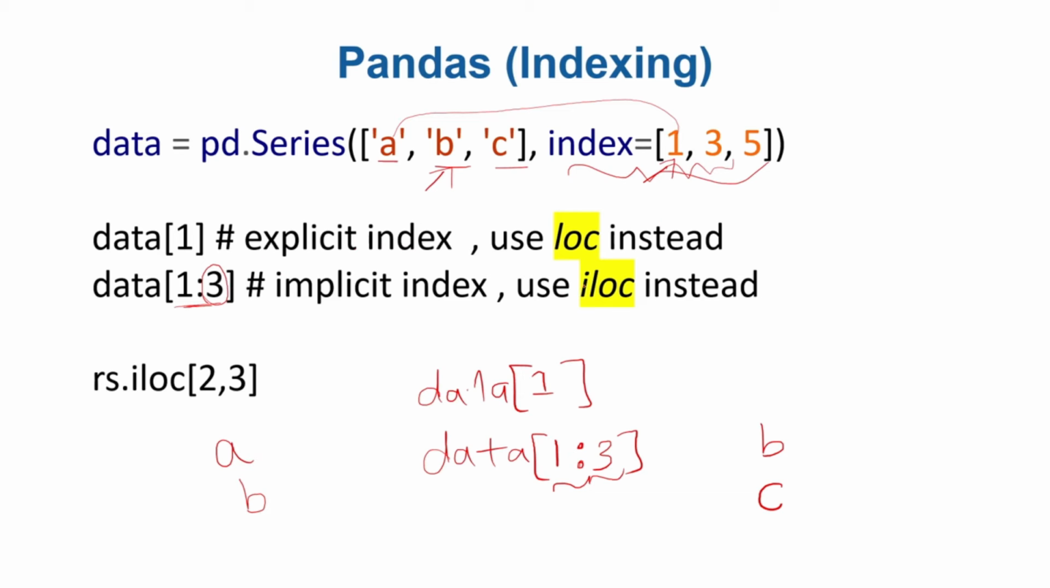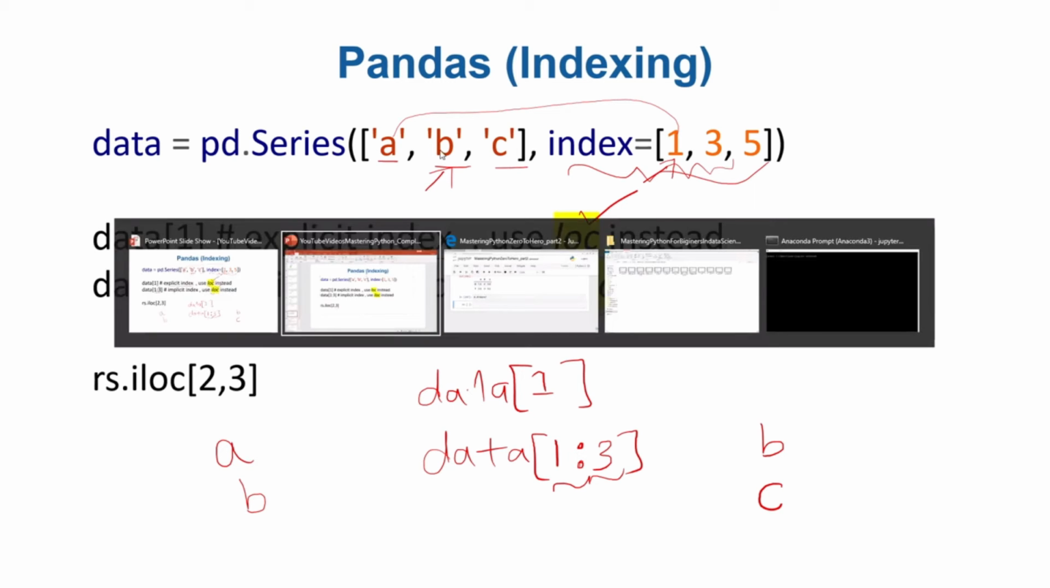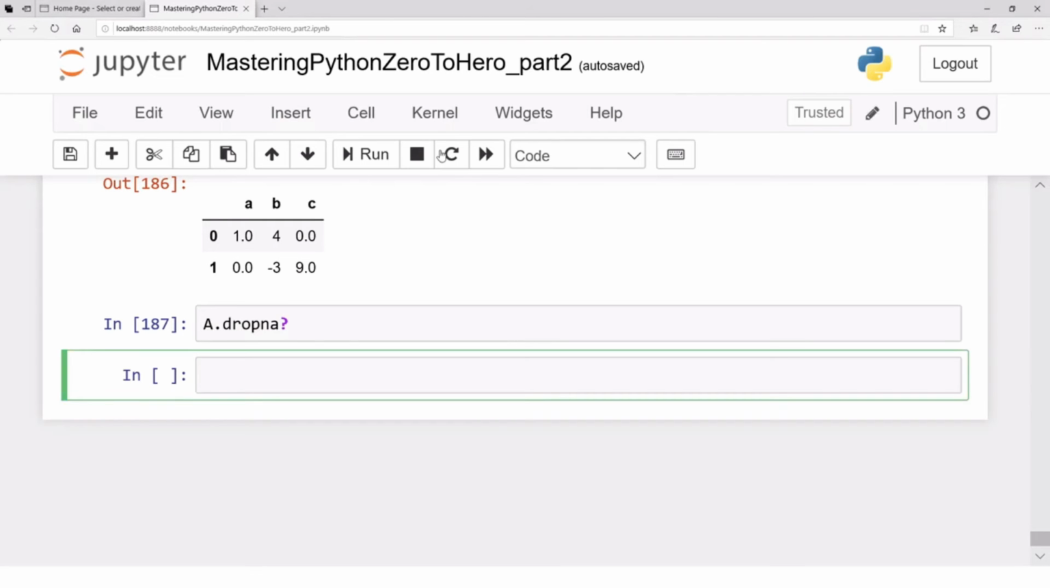So to handle that, there are two functions. One is called loc, and another method is called iloc. Whenever you call loc, that means you are using explicit indices. I mean, you're forcing it to use the explicit index. And whenever you call iloc, that means you're accessing elements using the implicit index. So let's practice this and see the detail of this kind of confusion here in the Jupyter Notebook.